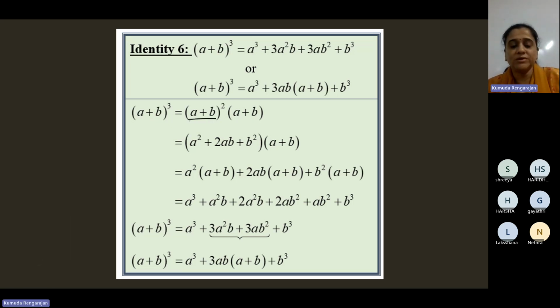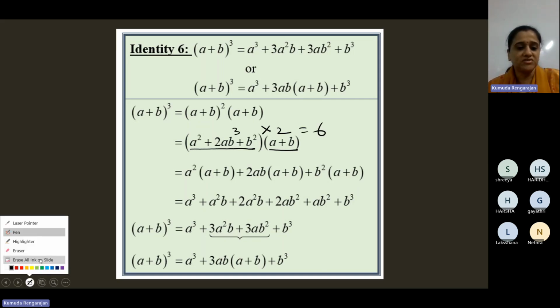Okay. Now what is a plus b the whole square? A squared plus 2ab plus b squared, into a plus b. Now multiply. This is a trinomial, 3 terms. This is a binomial, 2 terms. So when you multiply a trinomial with a binomial, 3 into 2, the product will have 6 terms.